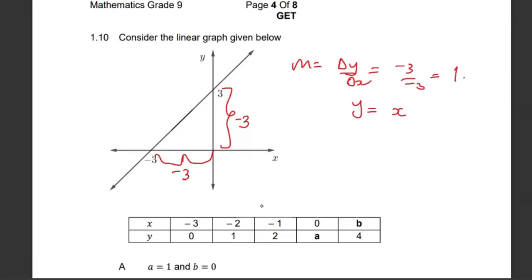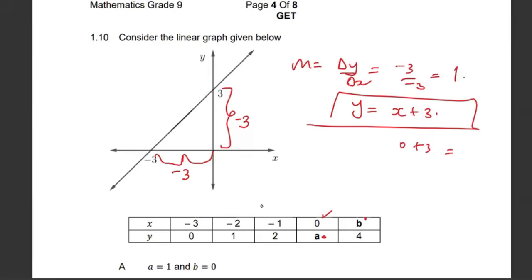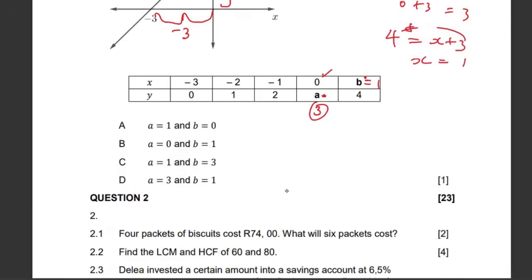So my equation becomes x plus 3. Now, if I use this equation, I can find what a is and then what b has to be. If x is 0, it's going to be 0 plus 3, meaning that our a must be 3. And then if y is 4, so 4 is equal to x plus 3, move the 3 that side, x must be 1, so b is 1. So a is 3, b is 1. Option D becomes the best option there. All right.